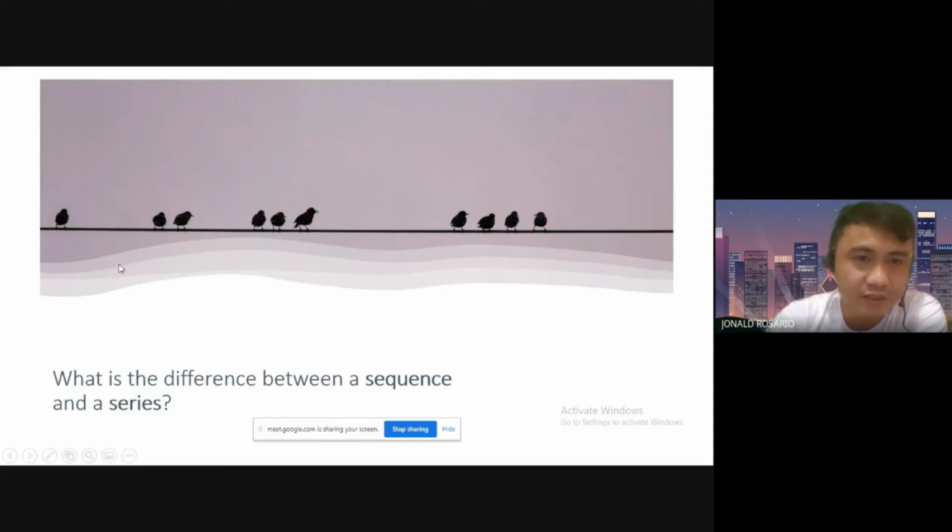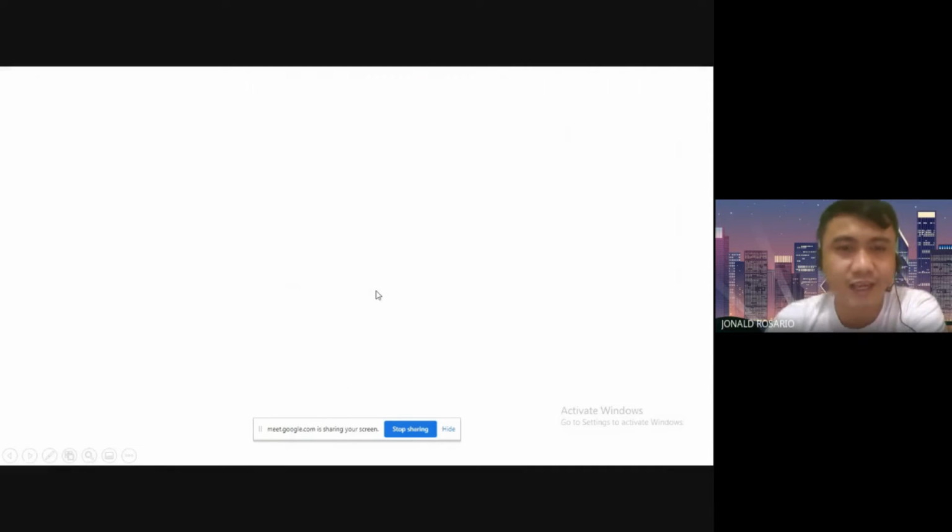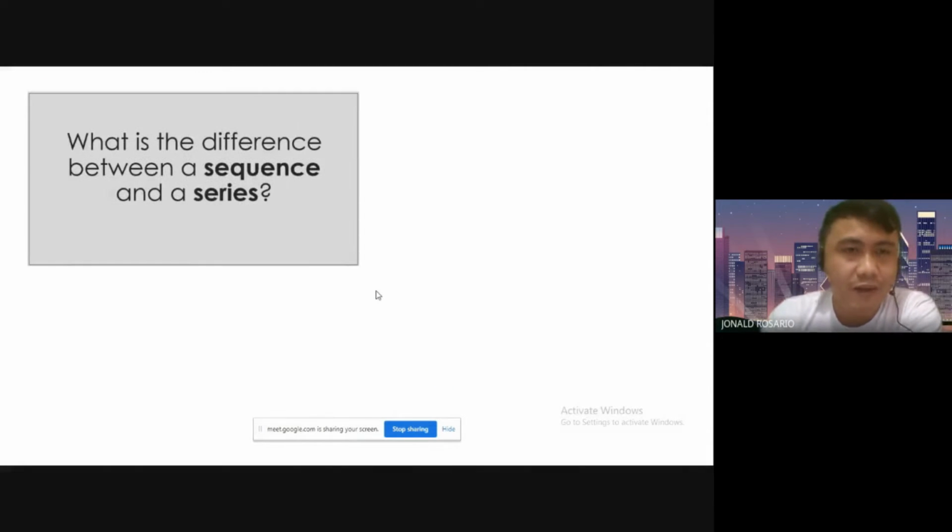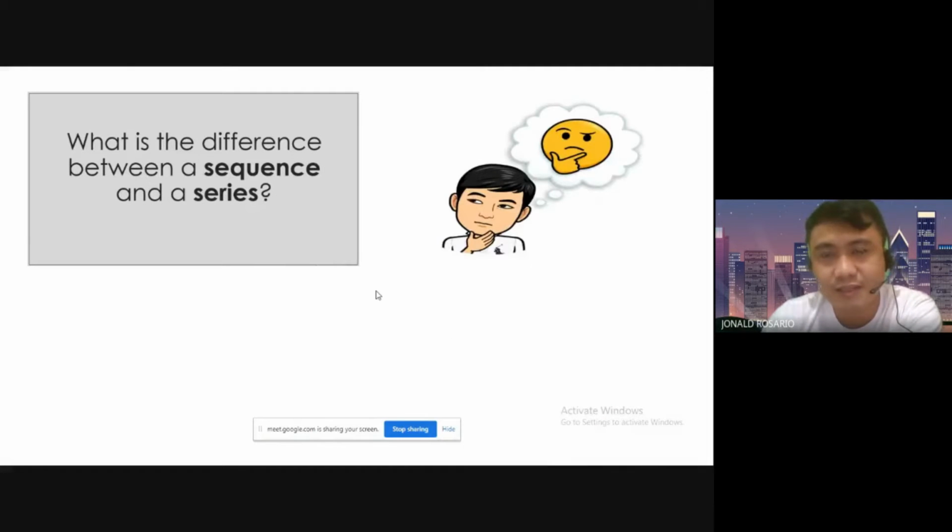May mga ibon dyan sa taas. So, dito sa part na ito, isa lang. Ito, 2, 3, at naging 4. So, parang may pattern, no? What is really the difference between a sequence and a series? Come to think of that. Pag-isipan natin, ano kayang pagkakaiba ng sequence and series?